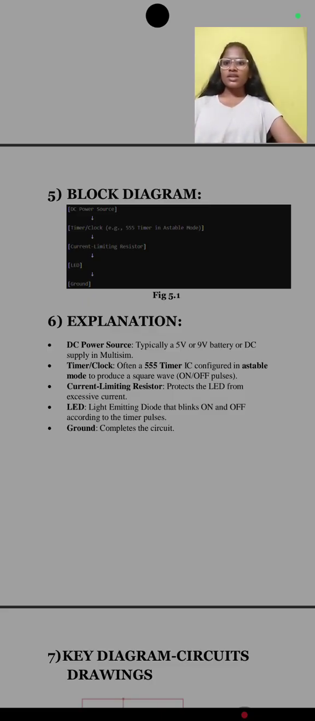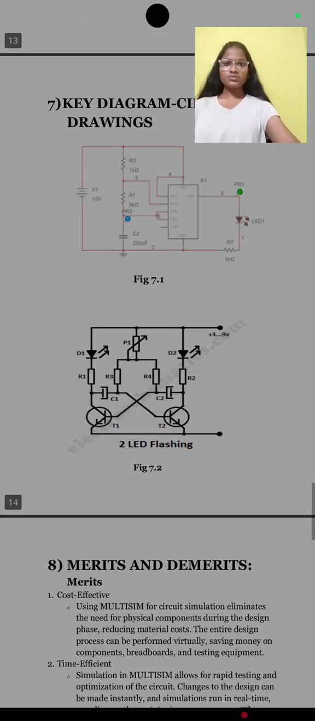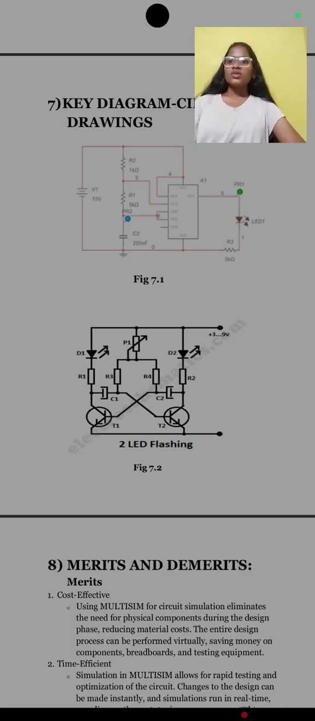Key diagram. Here we can look at the key diagram. Now it is something like this, and then another 2 LED flashing diagram which goes up like this. There is a DC power source, a lot of batteries, and it is connected to a ground at the end.